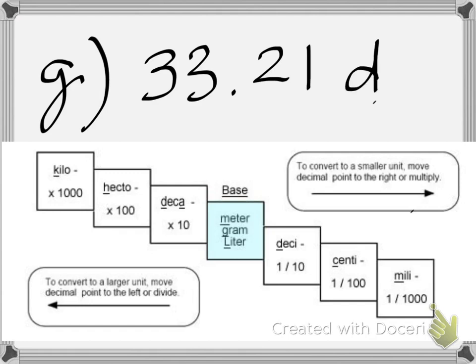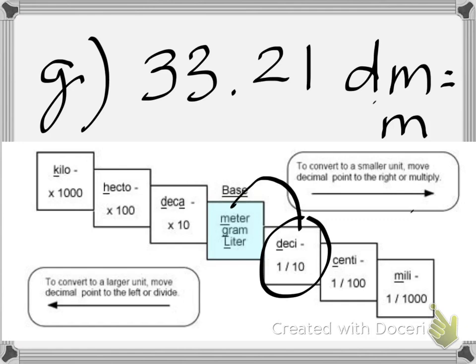3.21 decimeters. So we can see that decimeters is going to be the DM. Decameters will be the DA. They have the D and the A underlined under the deca there. But decimeters, and they want us to change that into meters. So we're moving from decimeters to meters, and we're moving one space.